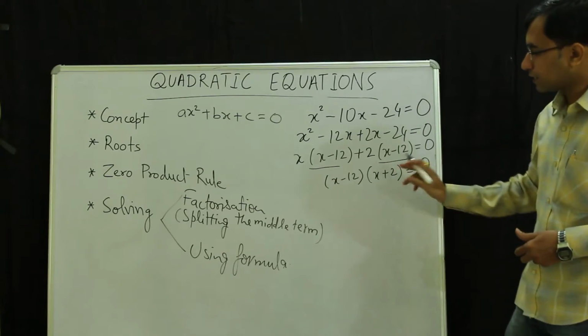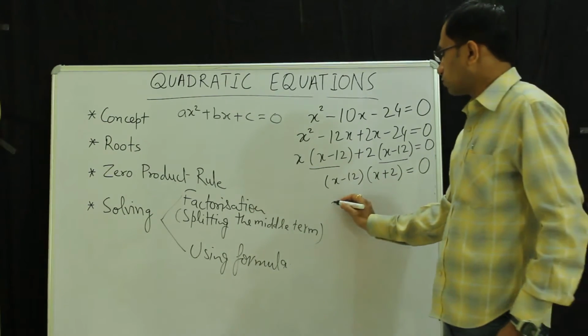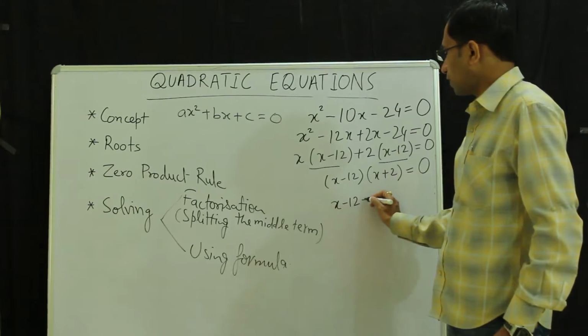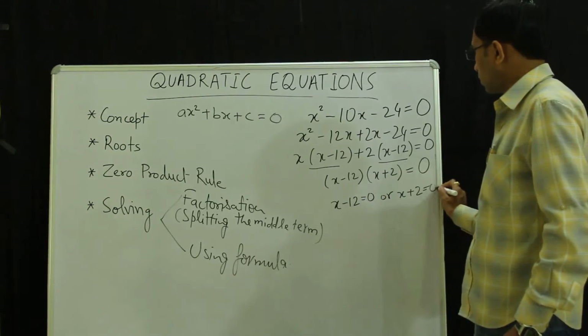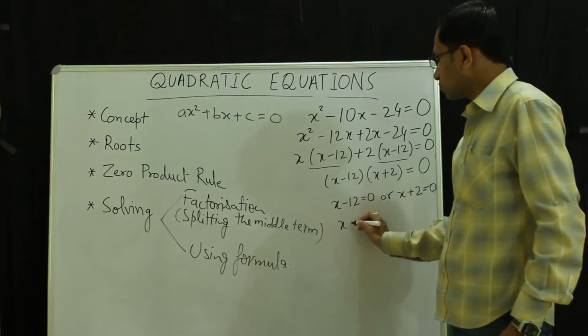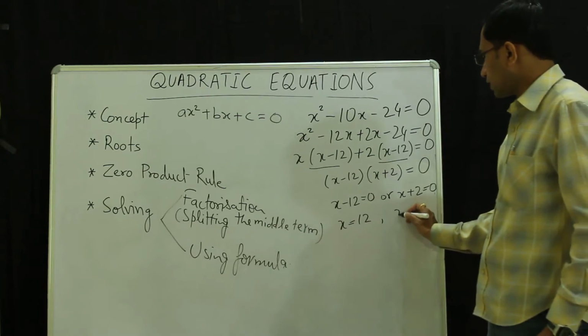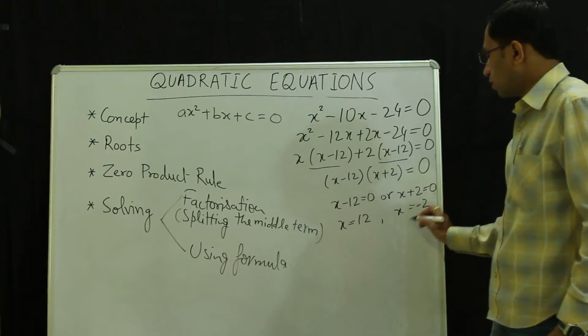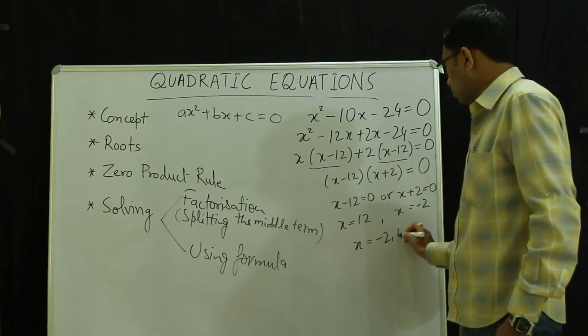Now after writing it like this, again we have to apply the zero product rule. If we apply the zero product rule, we can say that x minus 12 is equal to 0, or x plus 2 is equal to 0, and this will give me two solutions or two roots of the equation. The first root will be 12 and the second root will be minus 2. I can just combine this and write it as minus 2 comma 12.